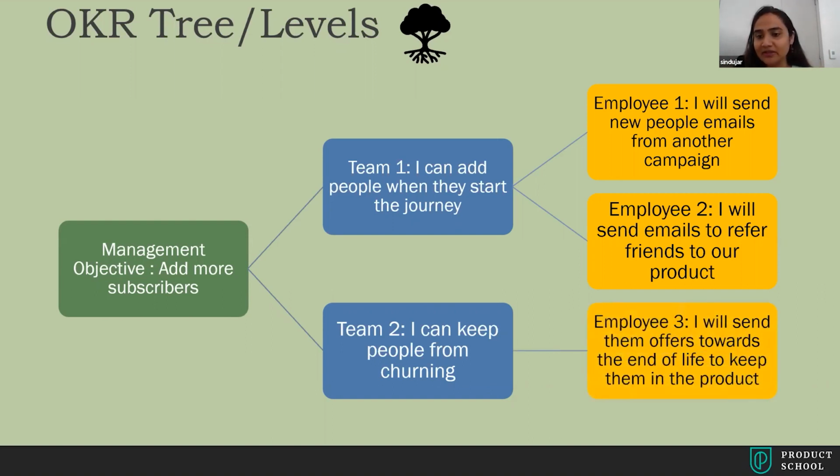Now comes employee three, who says, I'm going to localize it to my initiative. What I'm going to do here is send them offers towards end of life and say, let's keep you in the product, right? Take 50% off during your renewal, or have you tried this instead? So employee three really is saying, this is my initiative, and I'm going to start executing and making sure that people do not leave my ecosystem, for example. These are your objectives. These are your initiatives.